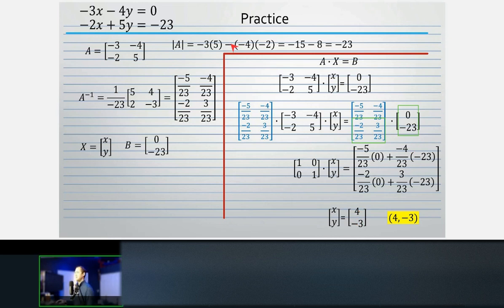All right, how's everyone feeling about using the inverse method to solve for your systems of equations? Lots of steps, but not too bad. We've done worse, right? Yeah. Let's look at another one.